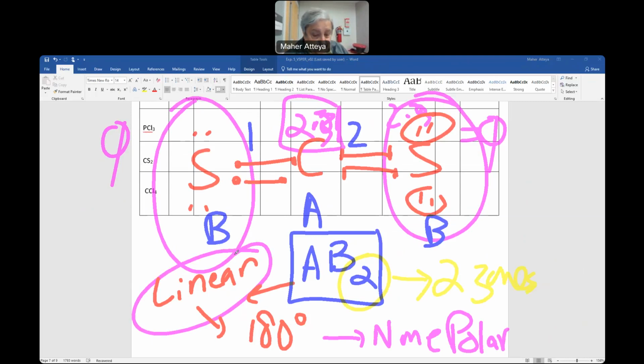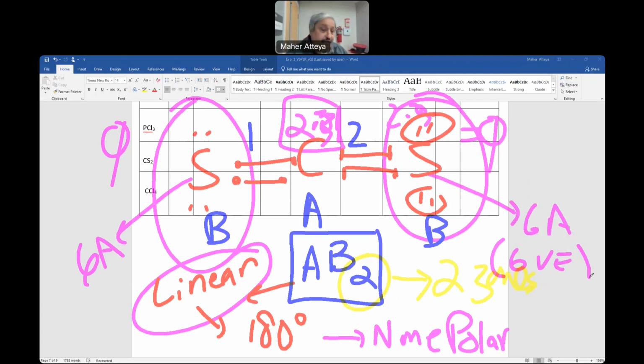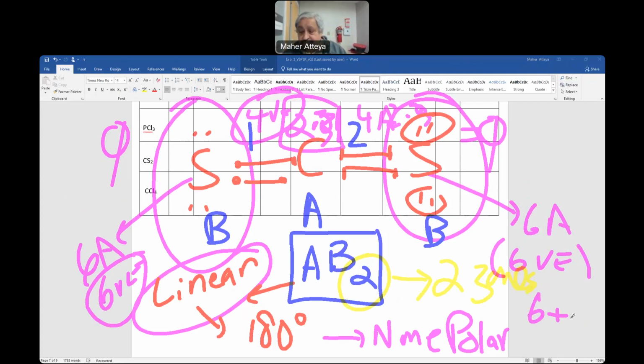No. I'll show you. Just bear with me. What is the total number of valence electrons? Sulfur is 6A. This is 6A. So you have 6 VE, and this is 6 VEs, and carbon is 4A. So it has 4 VEs. So how much do we have? 6 plus 6 plus 4 makes 16.